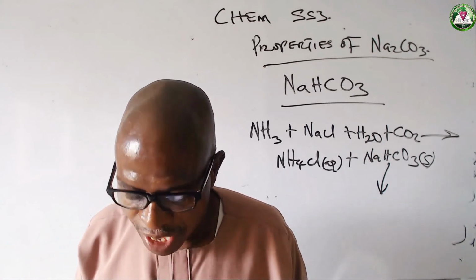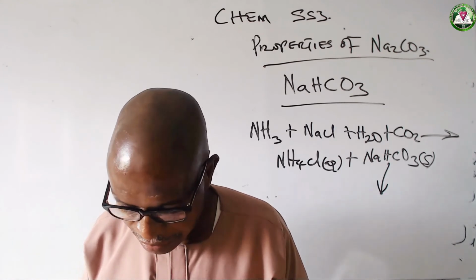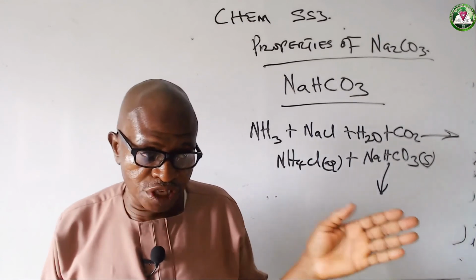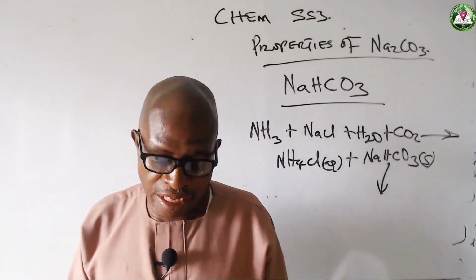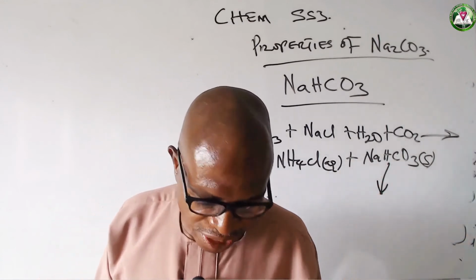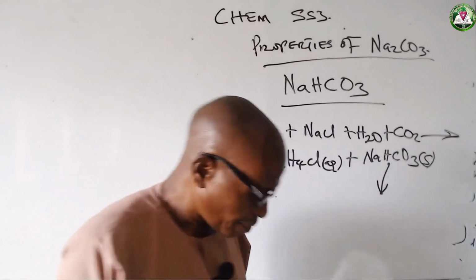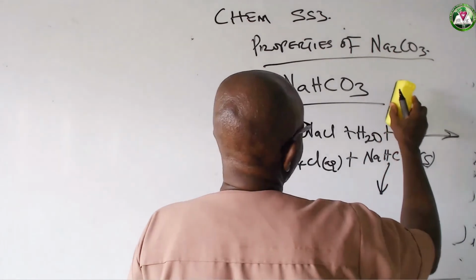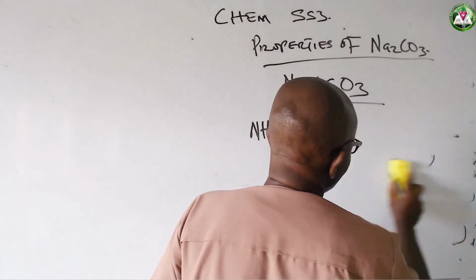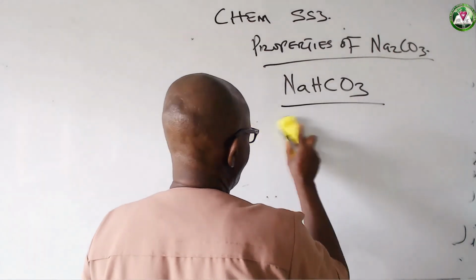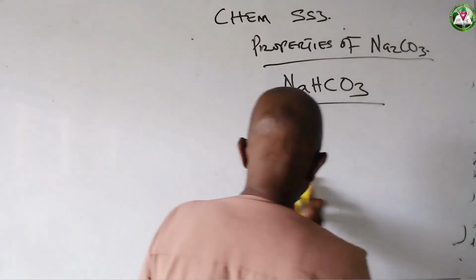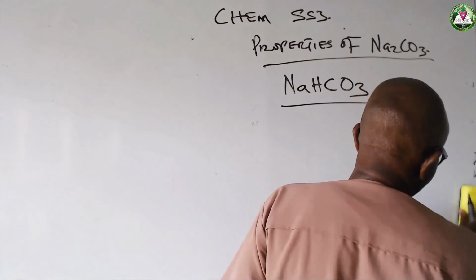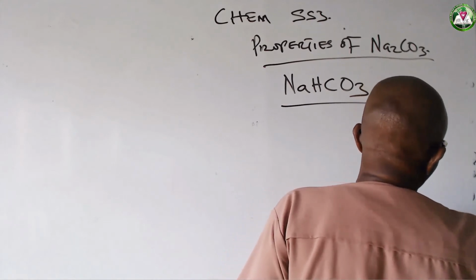Then laboratory preparation. We've talked about the industrial preparation, which is through the solvay process. Let's look at laboratory preparation. Remember I said that sodium hydrogen trioxocarbonate IV is produced industrially using the solvay process. If you use the solvay process, you produce your sodium hydrogen trioxocarbonate IV and ammonium chloride.